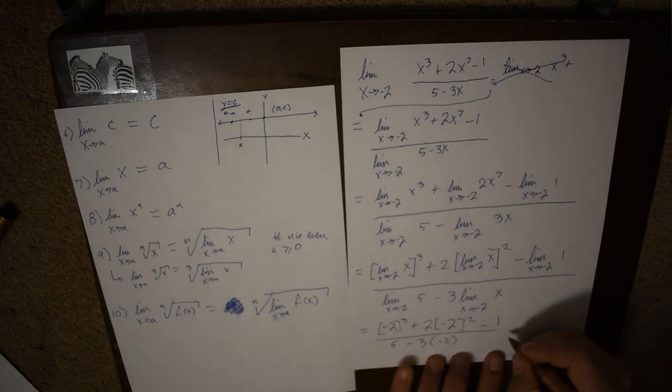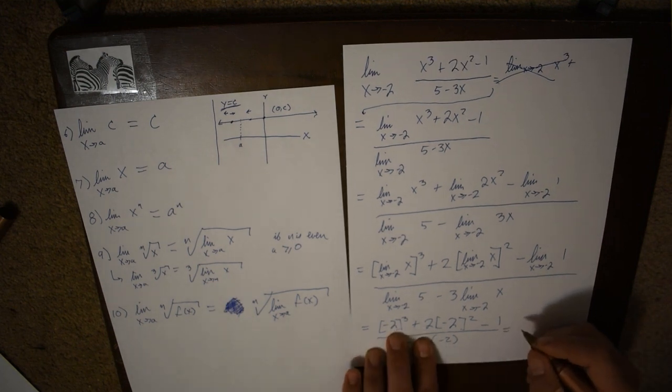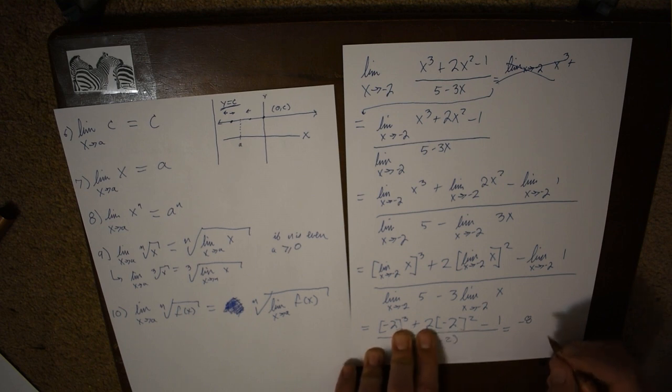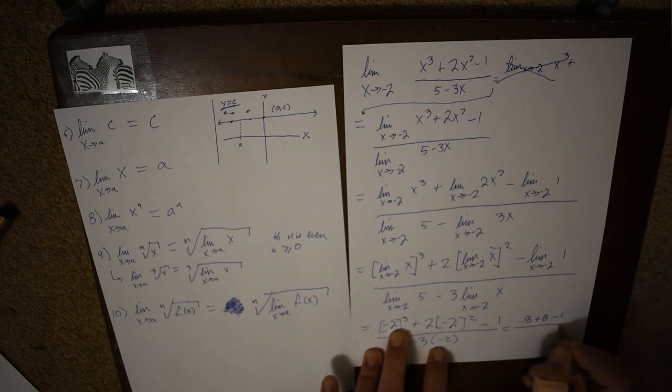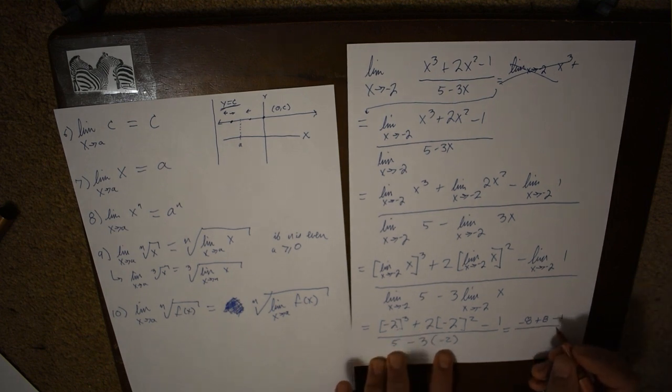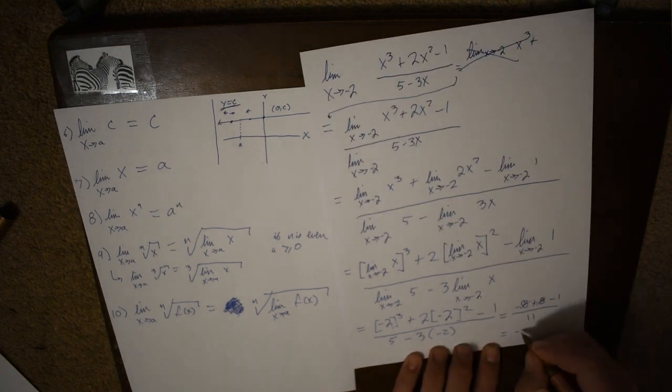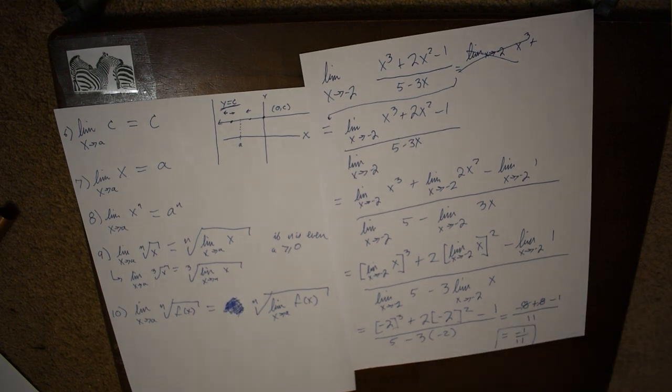The final step is to simplify. Negative 2 cubed is negative 8. That's going to be 4. 4 times 2 is another 8, minus 1, all over 5 plus 6 gives us 11. Those will cancel and we're left with negative 1 over 11 for a final answer.